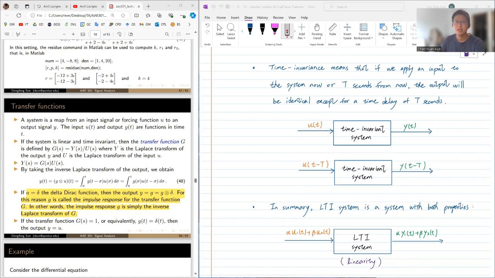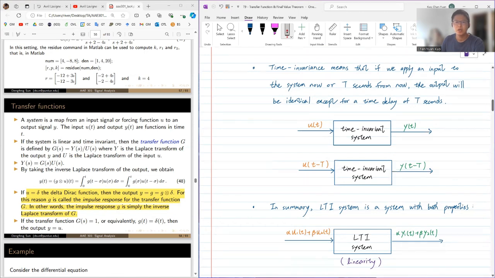Again, to help you better understand, imagine we have a system, and when it's subject to an input u of t, the corresponding output is y of t. Now, if the system is time invariant, the output resulting from a delayed copy of u of t will be a delayed copy of y of t.